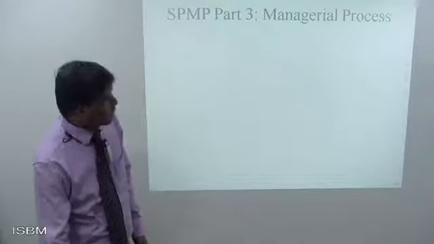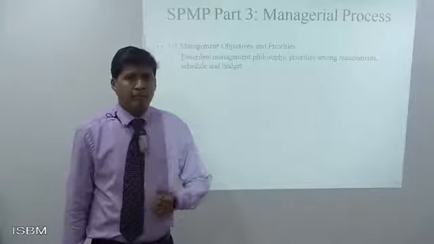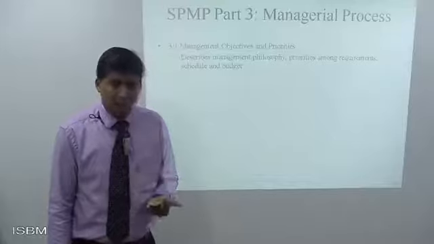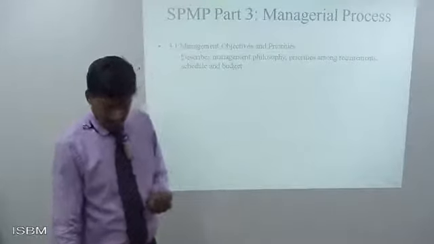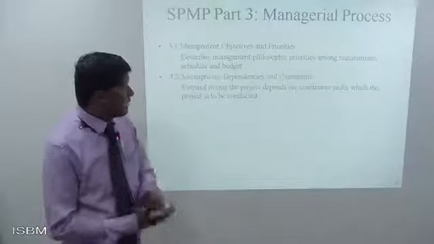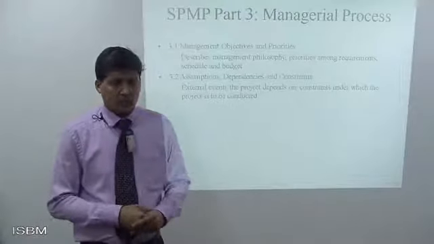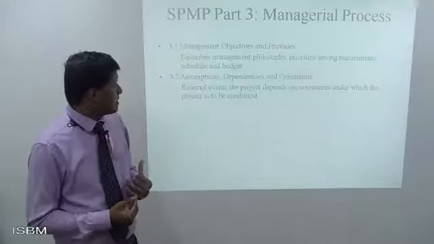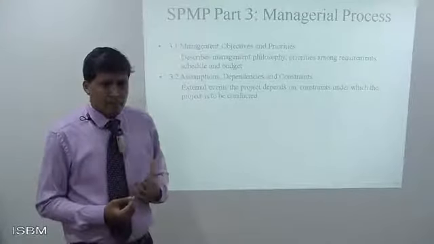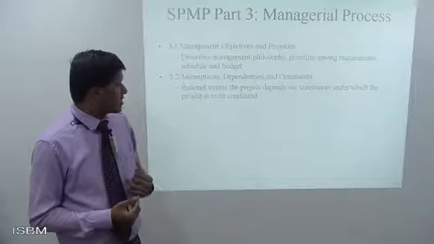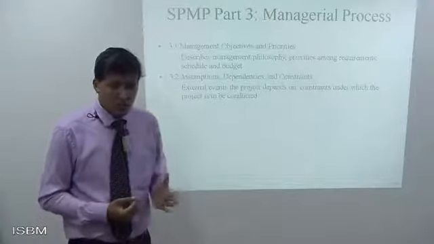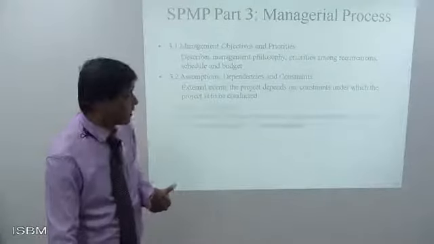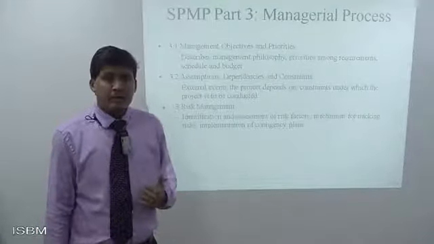The managerial process. So we'll also look into the people involved in the project. What is their scope? What would be their role as well? So management objectives and priorities are put across. It describes the management philosophies, priorities and requirements, assumptions, dependencies and constraints. External events the project depends on, constraints under which the project has to be conducted. If at all there is a constraint, there would be an element of risk as well.